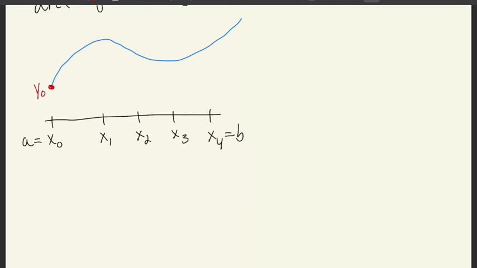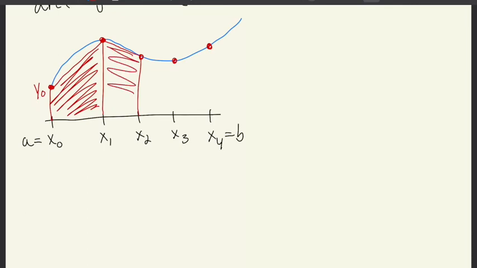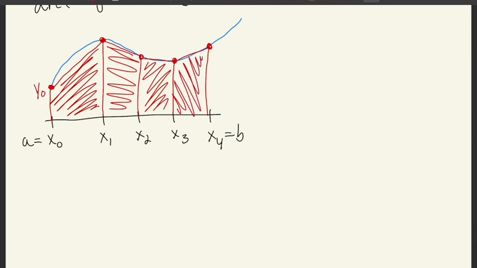Grab a blue-red pen. x0 hits right here, which is y0. x1 hits here. x2 hits here, here, and here. And then for the trapezoidal rule, we just connect the dots. And look, we have a trapezoid. Trapezoid number 1. Connect the dots again in a straight line, and you have trapezoid number 2. And then this looks like a box, but boxes are trapezoids, so that's good. And then connect the dots here.